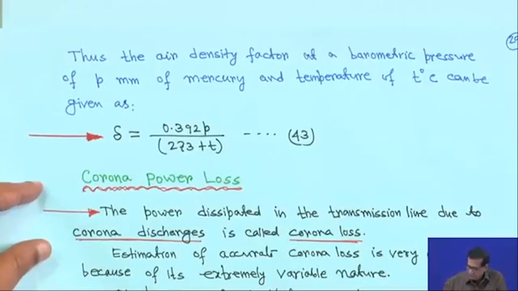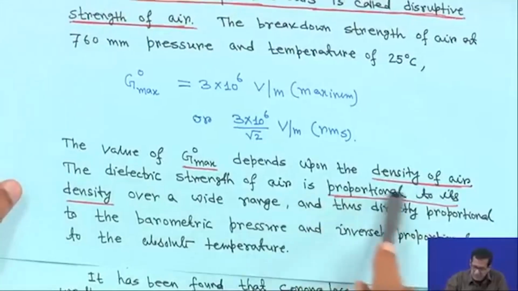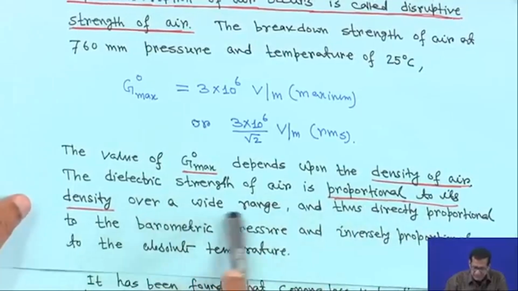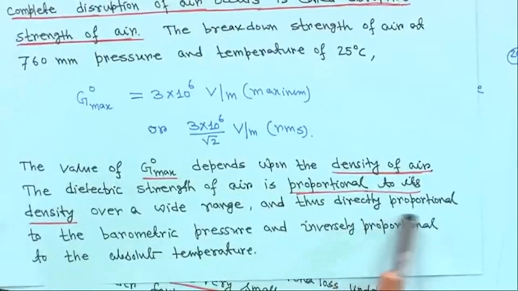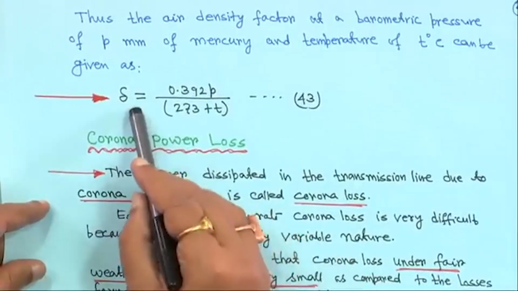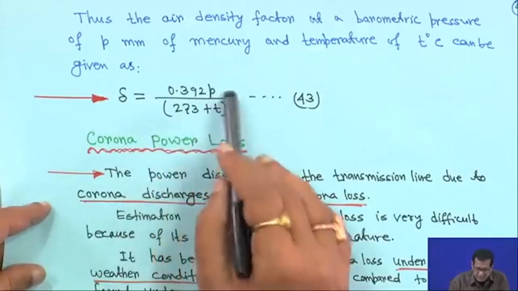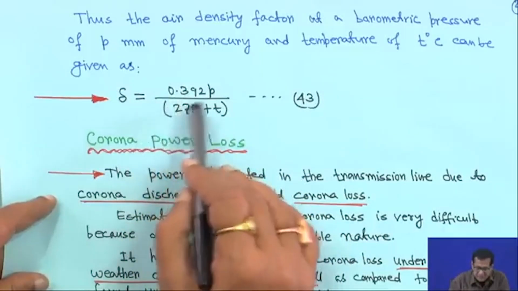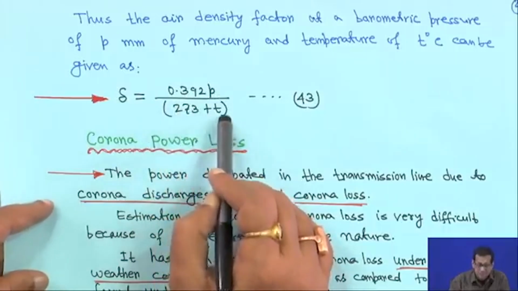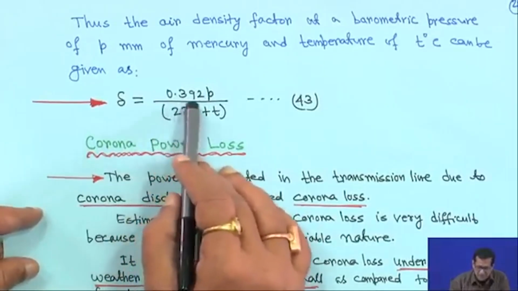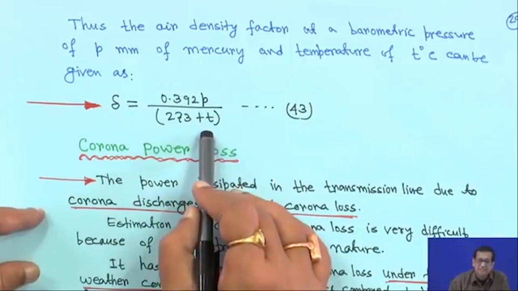This is equation 43. Actually, G max 0 depends on the density of air. The dielectric strength of air is proportional to its density over a wide range, and thus directly proportional to the barometric pressure and inversely proportional to the absolute temperature. That is why delta is proportional to p and inversely proportional to 273 plus T. That means delta is equal to some constant k into p upon 273 plus T. That constant k is 0.392. So, delta approximately is equal to 0.392 p upon 273 plus T. This is equation 43.